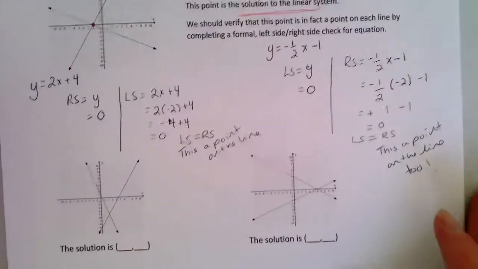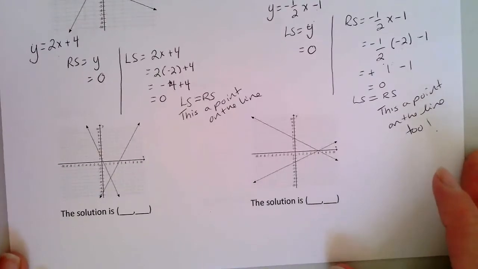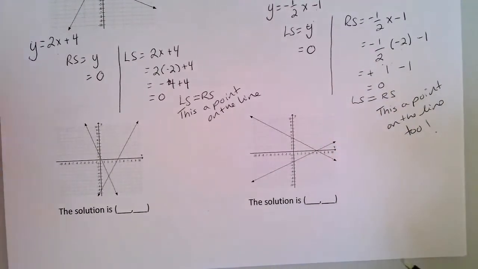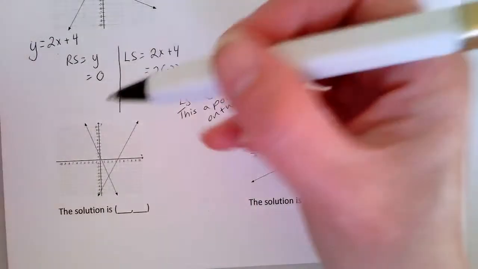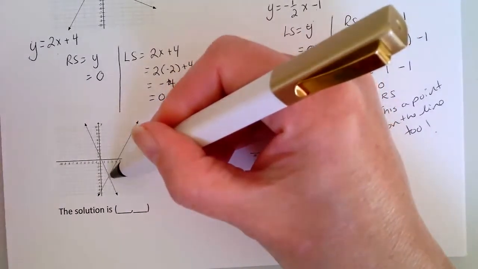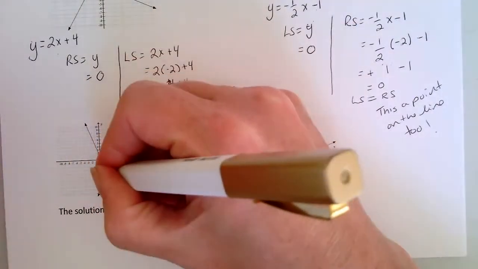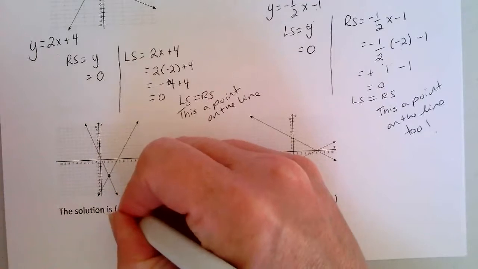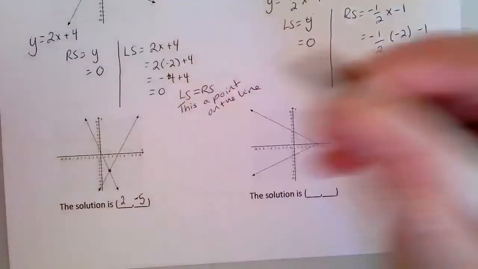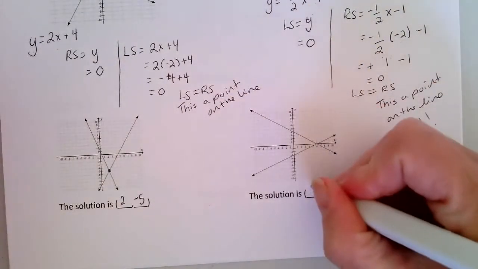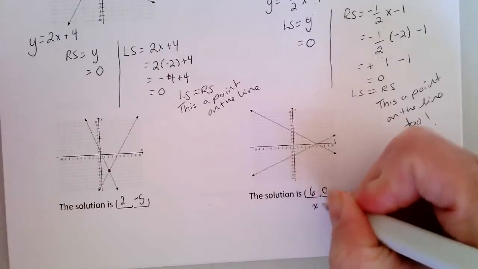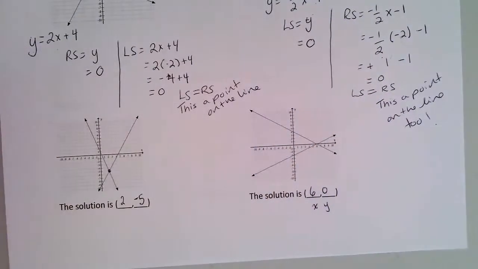I've got two examples here where I've already provided you with the graph. All we want to do is identify the solution. So we are going to look to the graphs to see the coordinates where the lines meet up. It's a little bit tricky, but it's at (2, -5). And over here, we are at the coordinates (6, 0). Remember, it's (6, 0).